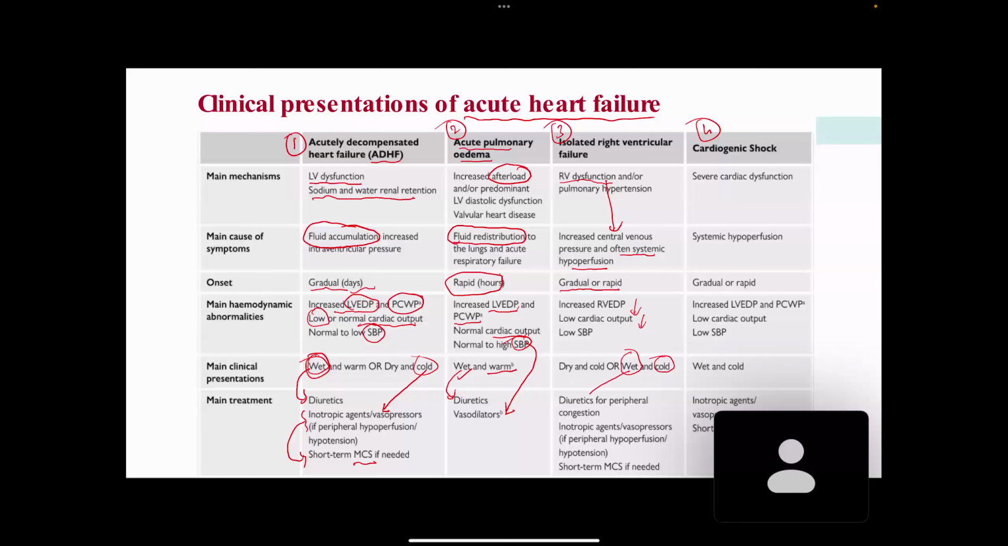So we have to treat him with diuretics to relieve the congestion and inotropes to increase the perfusion. In case the patient does not improve, then we have to put this patient on mechanical circulatory support.